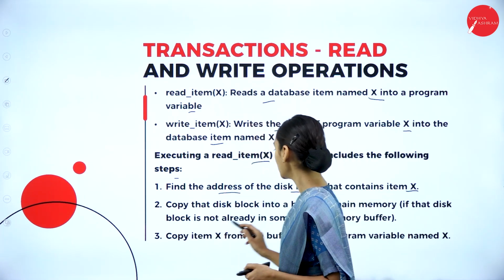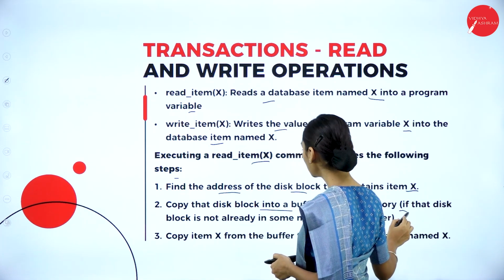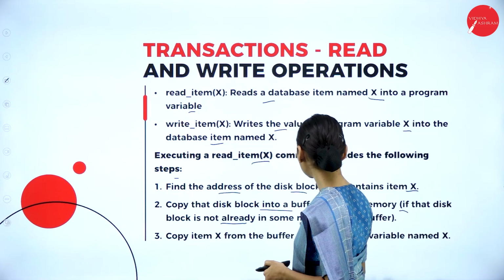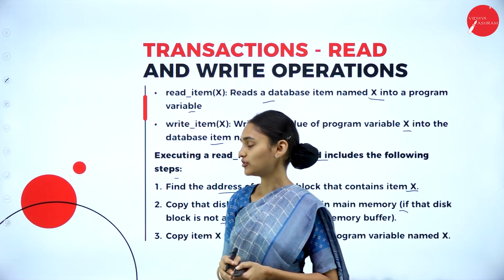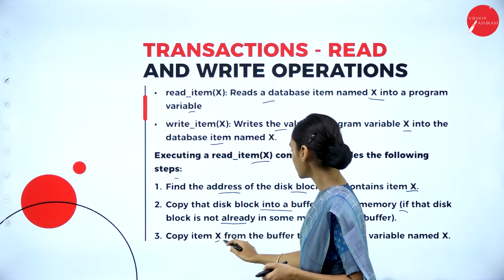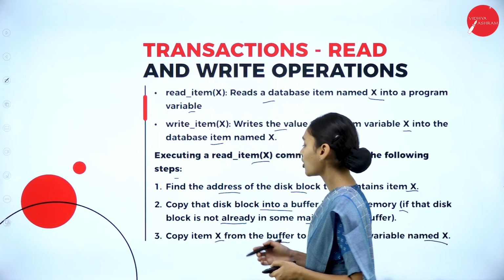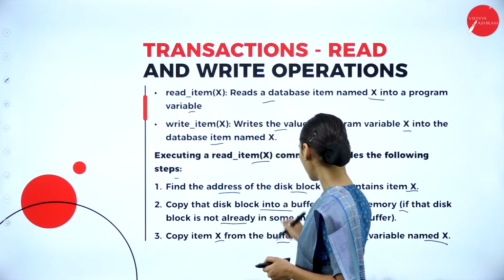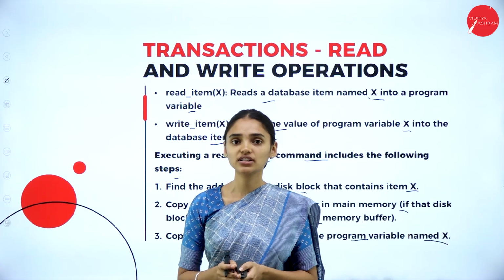Then copy that disk block into a buffer in main memory, if that disk block is not already in the main memory buffer. Next, copy item X from that buffer to the program variable named X. That is all about how to execute read item.